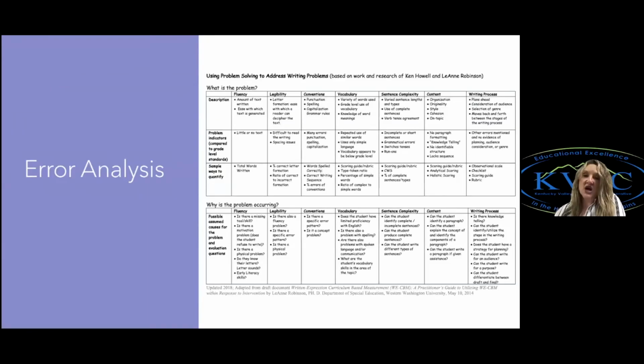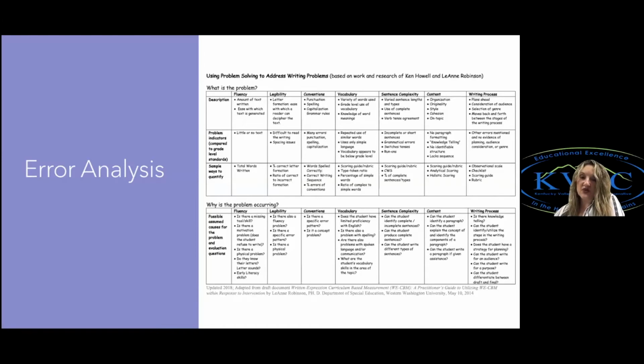So how do we know then? Here's a tool. This is based on the work of Ken Howell and Leanne Robinson. This tool has evolved to include more than just error analysis, but it gives us an idea about the description. Let's look at an example for fluency. In terms of fluency, we know that by the amount of text a student might write, and we can look at the ease with which they're able to generate text.